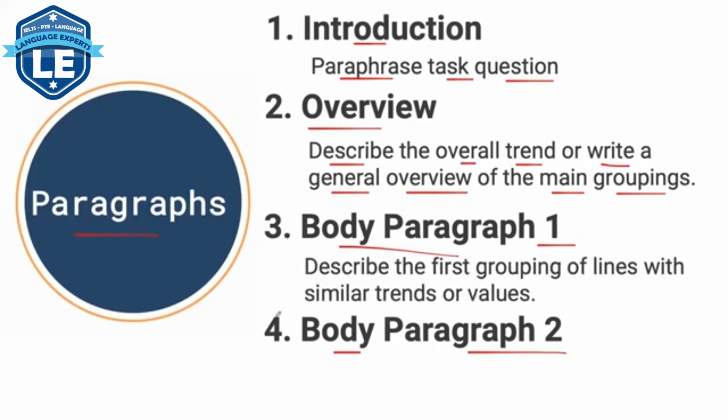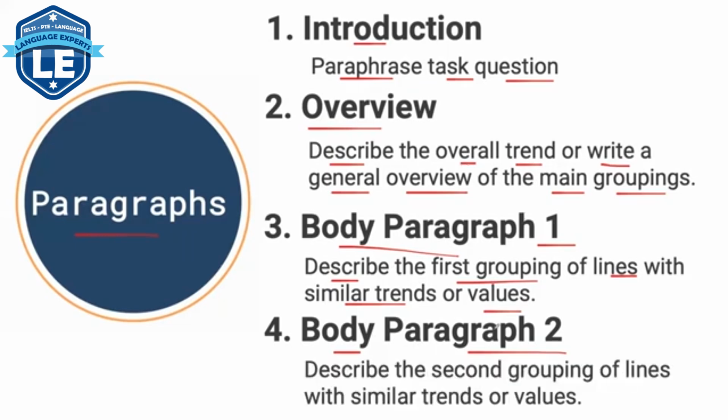The third step is going to be describing the first grouping of lines with similar trends or values. In our case, this is going to be describing the fossil fuel group, and that was our first group. And then the second body paragraph is going to describe the second grouping of lines with similar trends or values. And in our case today, that is going to be the cleaner sources of energy, so nuclear and wind and solar. And there you have it.